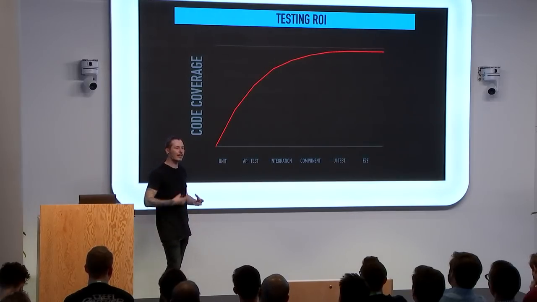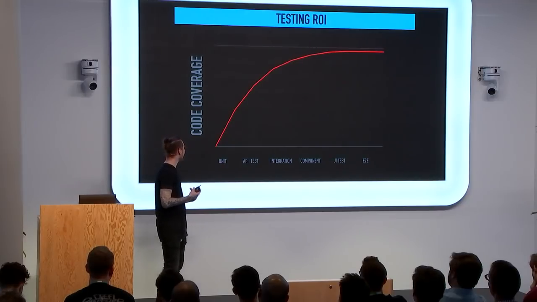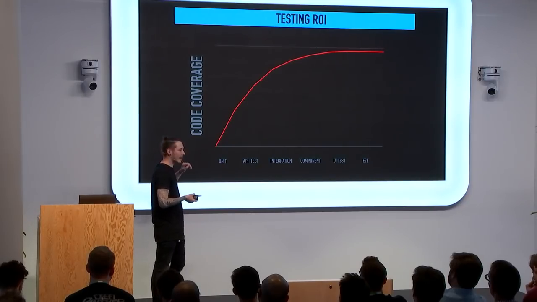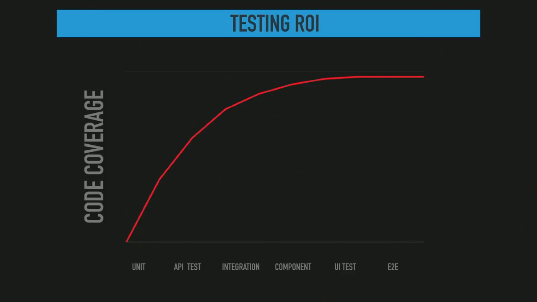So then there's another chart. Every kind of test gives you different coverage. On the left side, you have unit tests, where you create one test, but it tests only one function, and you don't really have any coverage.